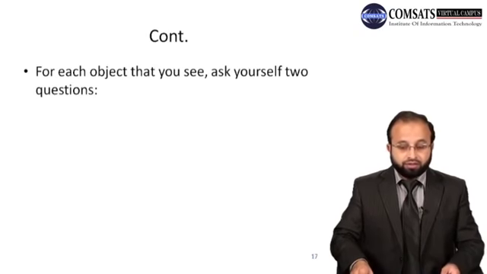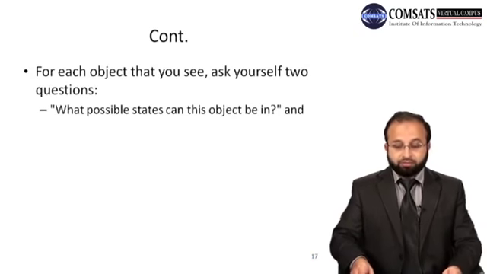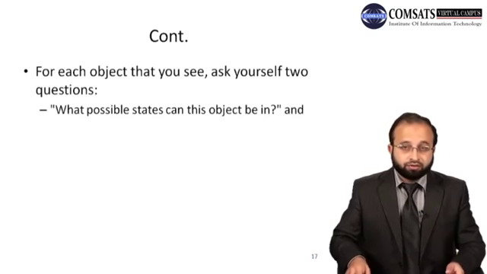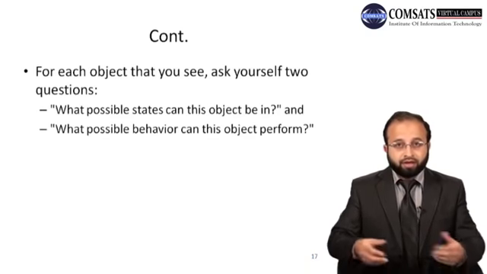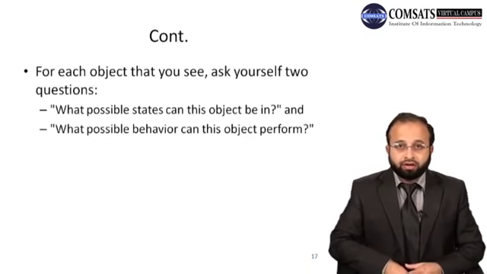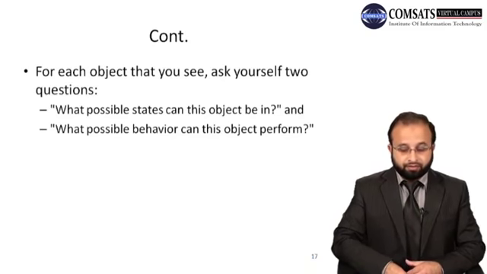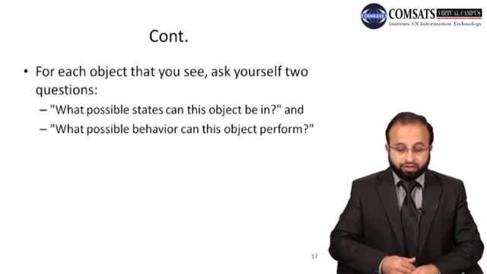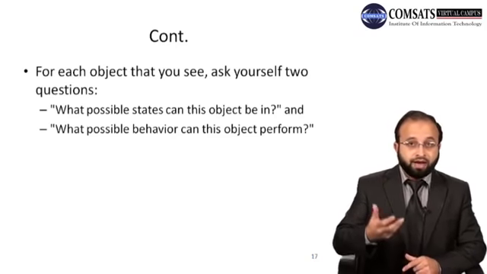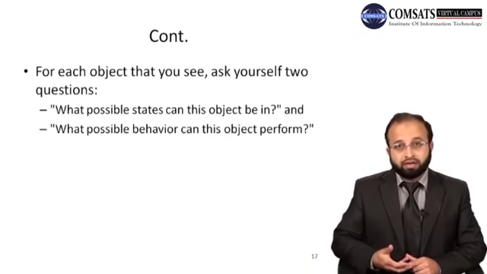For each object that you see, you ask yourself two questions. What possible state can this object be in? What are all the possible states of any object, and what possible behavior can this object perform? So what I can suggest is that you look around and note down the objects and try to answer these two questions for at least 5 different objects, right? And the questions are: what are the possible states of the object you find in your surroundings, and what are the possible behaviors of that object.